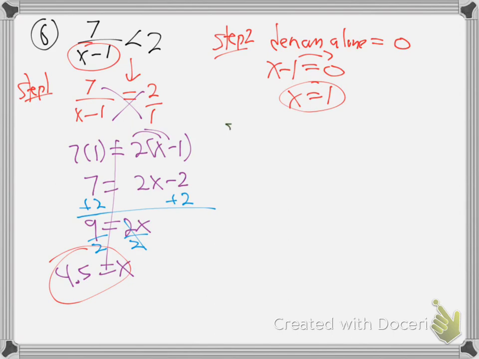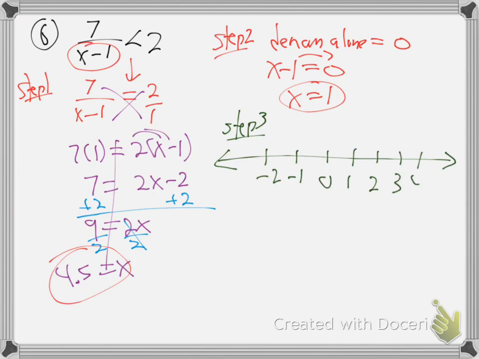So here we go in step 3. Number line. What numbers go on the number line? I encourage you to select -2, -1, 0, 1, 2, 3, 4, 5. So where are my cuts in the number line? +1 and 4.5. Good. And where am I going to check? X equals 0. Where is 0?